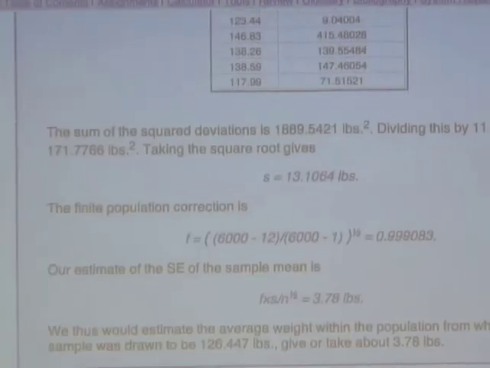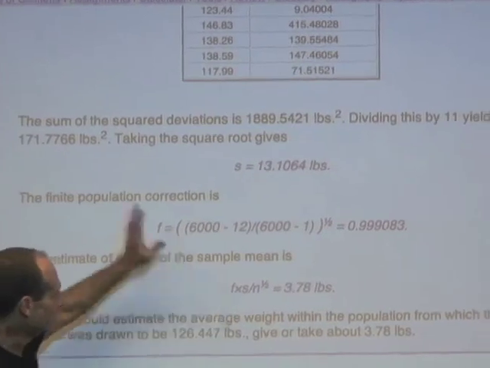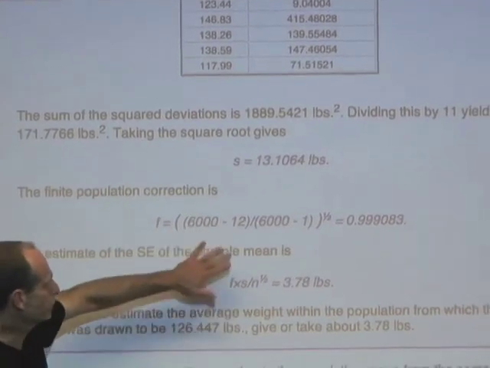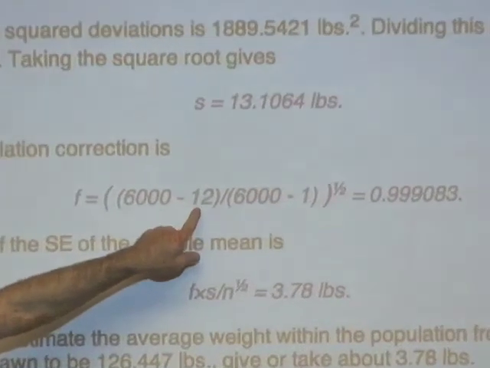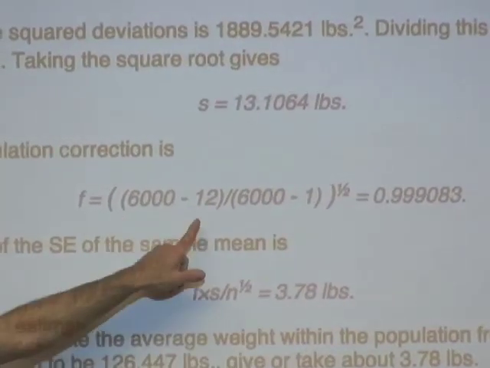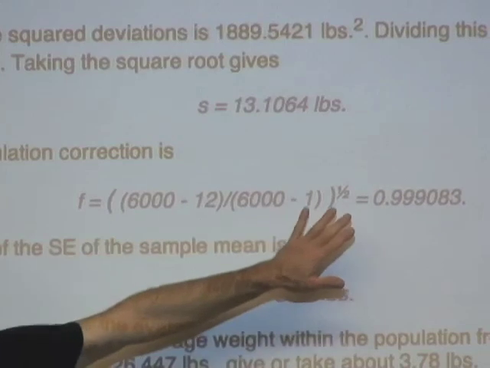would be our estimate of the SE of the sample mean. Oh, sorry, we multiply by the finite population correction, which is going to be very, very close to 1 because 12 is only a tiny fraction of 6,000. The sample size is only a tiny fraction of the population size. So the finite population correction is very, very close to 1.